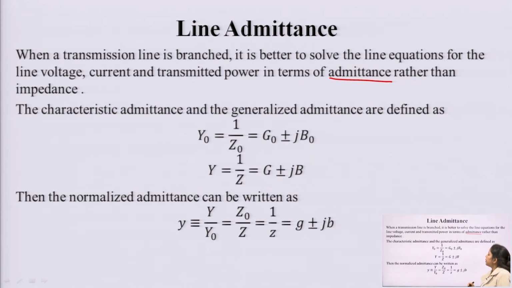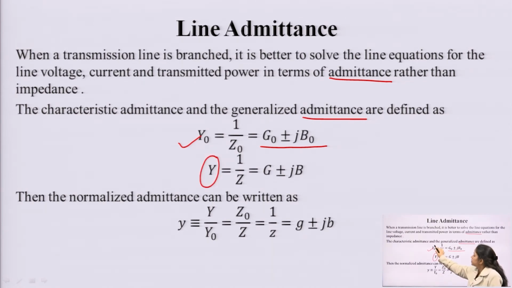The characteristic admittance is defined in terms of Y naught, which is 1 upon Z naught, and it is equal to G naught plus or minus J beta. So, what we are saying is that admittance and impedance are always related to each other in inverse order. We can say Y naught is equal to 1 upon Z naught, and Y is equal to 1 upon Z.